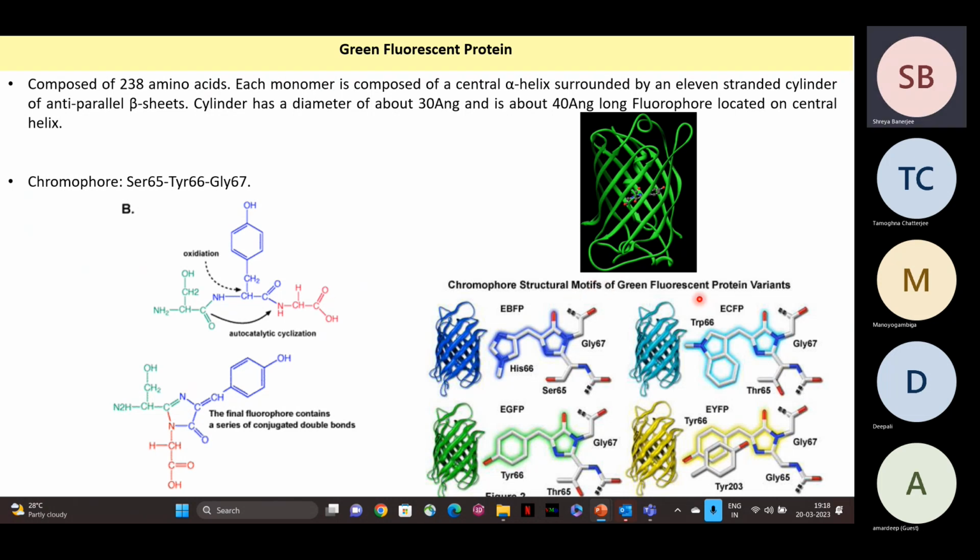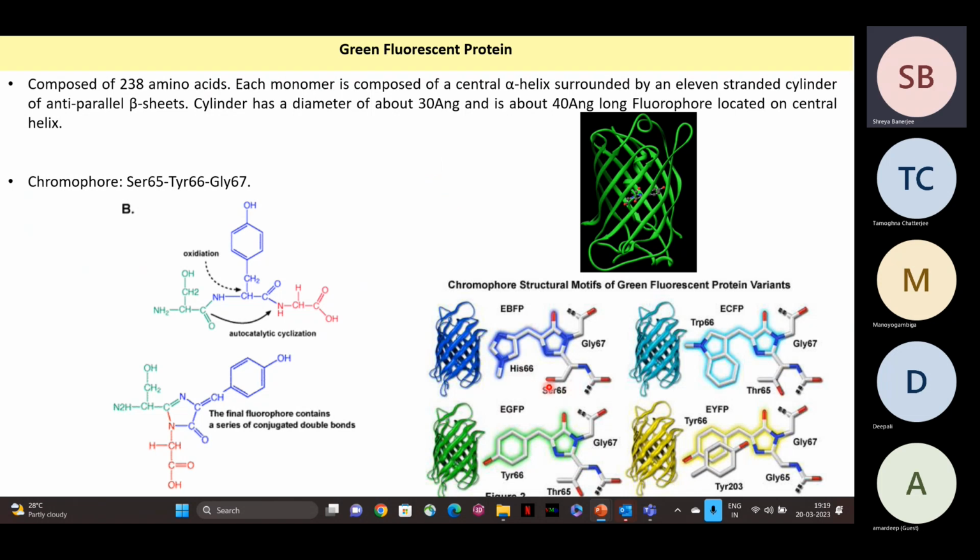There are many mutational variants of the green fluorescent protein, which can give fluorescence of different colors. Like EGFP is also green in color, but the fluorescence is enhanced a lot. In EGFP, the serine is replaced by a threonine. Glycine and tyrosine remain the same, and this results in fluorescence which is green in color but of much higher intensity compared to native GFP.